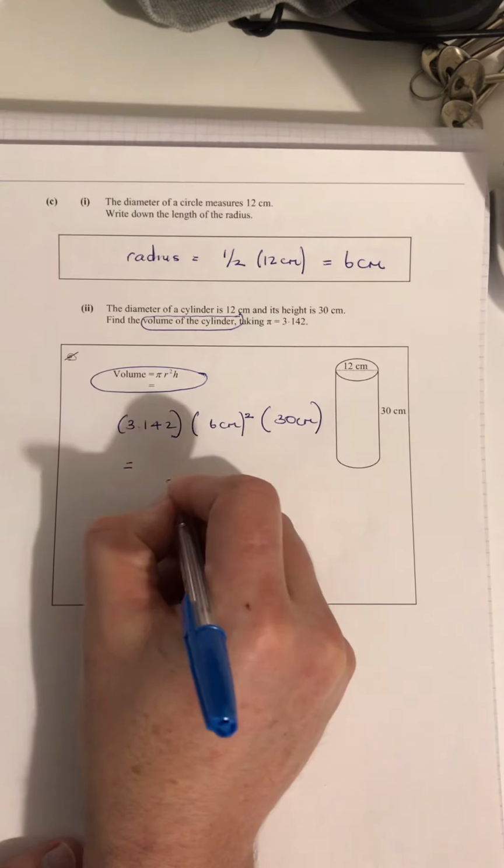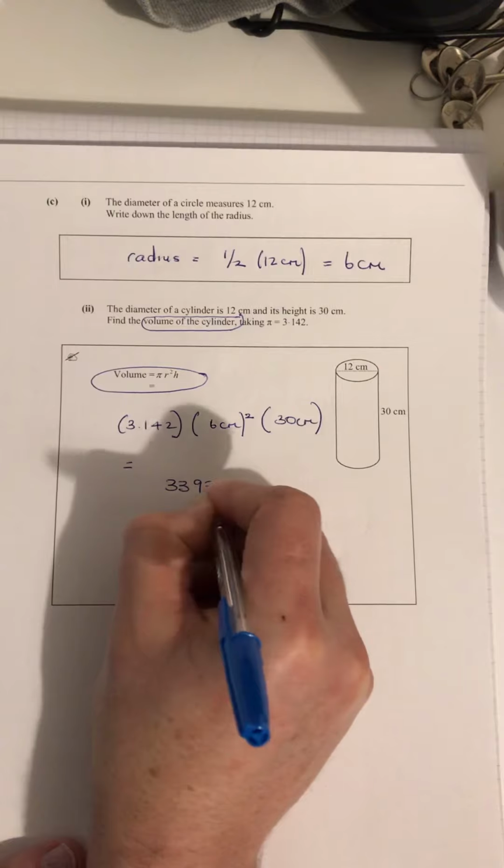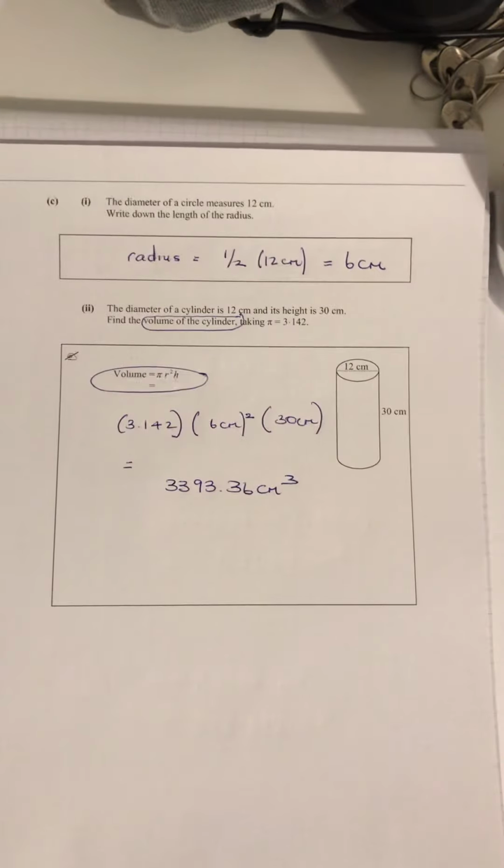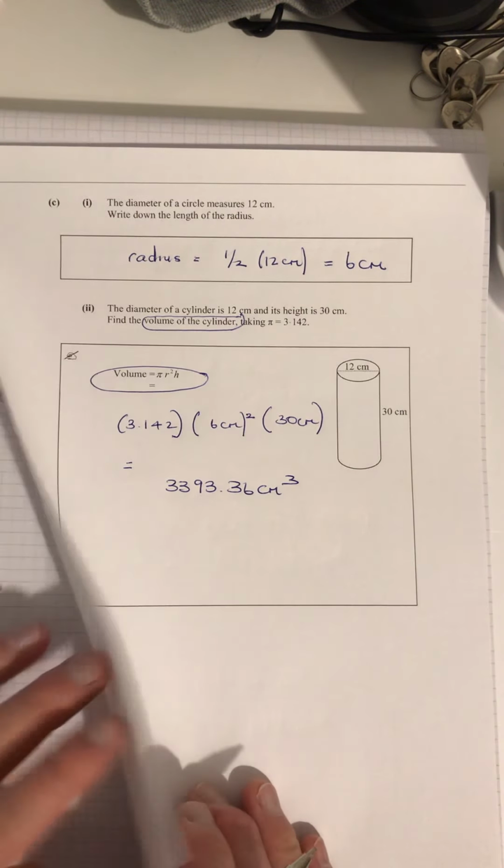and we get 3393.36 centimeters cubed. Because it's volume, it's always in centimeters cubed. Okay.